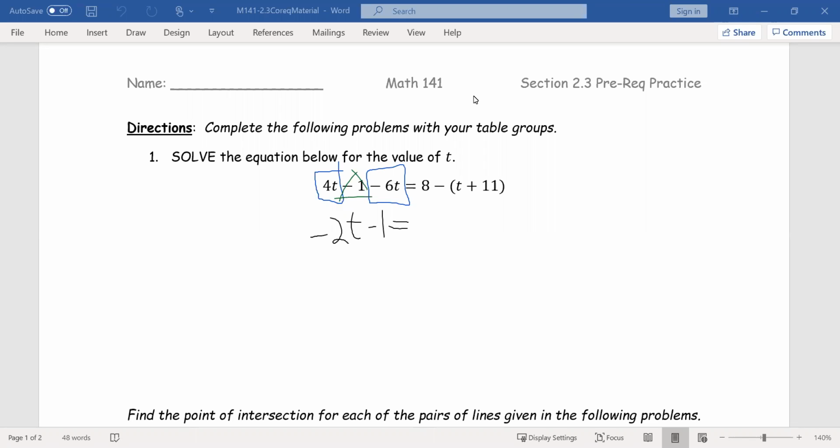On the right-hand side, we've got that negative sign outside of the parentheses, so we can go ahead and distribute that in. Notice it gets distributed to both terms. So this will now become 8 minus t from distributing, and then minus 11.